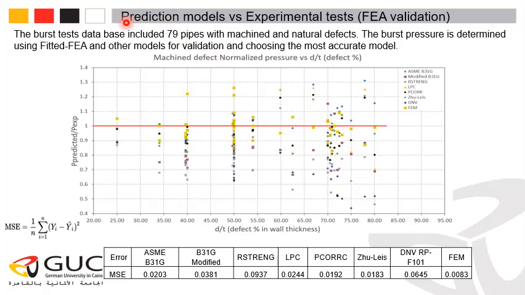Now, the previous prediction models against the experimental tests for finite element analysis validation. For this case, I plotted machine defect normalized pressure versus corrosion level on the x-axis. And I compared the prediction models using the mean square error. So the finite element, represented here by the yellow cross mark, has the minimum mean square error against one, which represents the unity of the experimental tests. So the finite element model has the minimum mean square error against all the previous prediction models, and we can see that most of the models provided very conservative results, especially at deep defects.